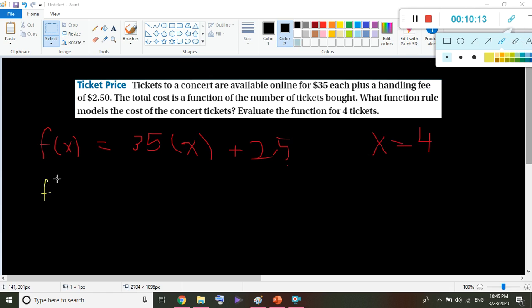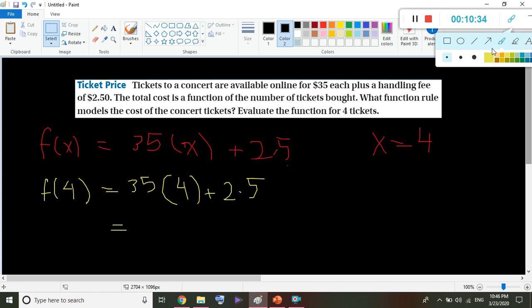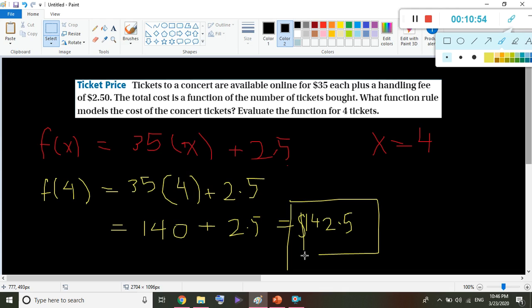It's going to be f of 4 equals 35 times 4 plus 2.5. Now using the calculator, we're going to have 35 times 4, which is 140, plus 2.5, which will be equal to $142.5. This will be my final answer here.